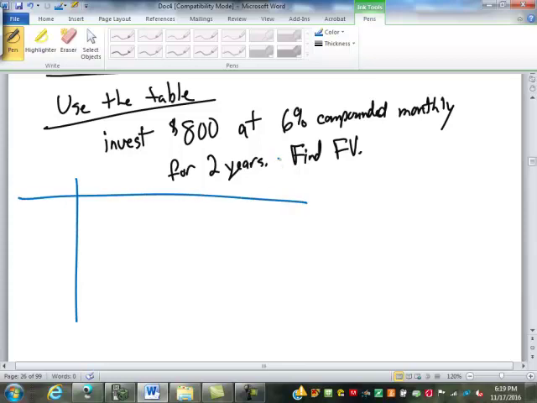So what is our rate per period on this one? How do we find the rate per period? Perfect. We take our annual percent, which is 6%, divided by the periods in a year. Since it's monthly, that is 12. That is 0.5%. So in our table, we are looking at the 0.5% column.